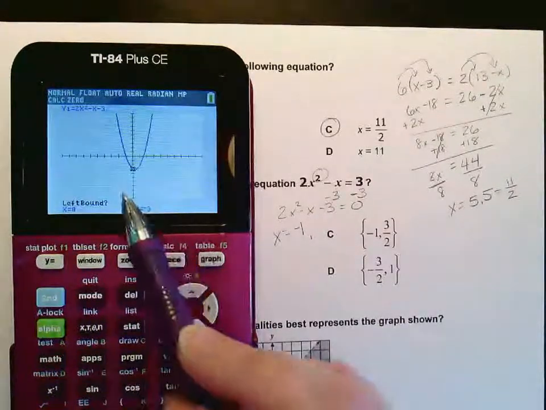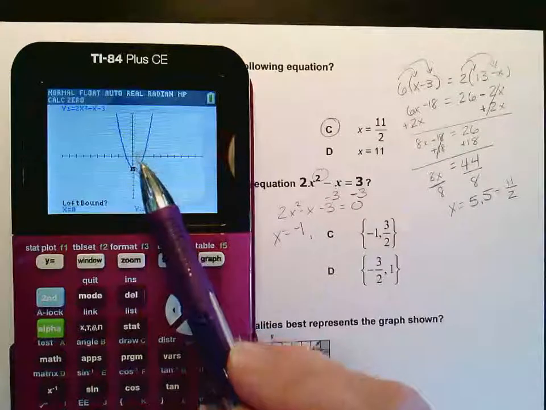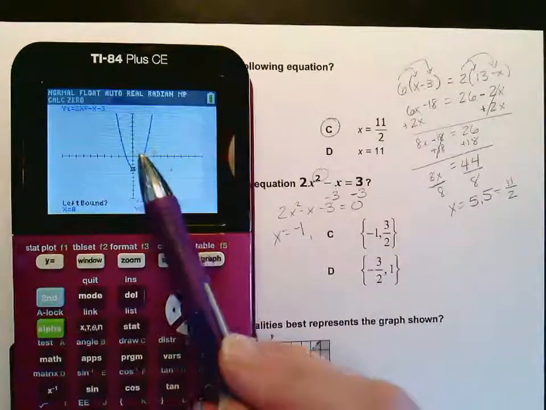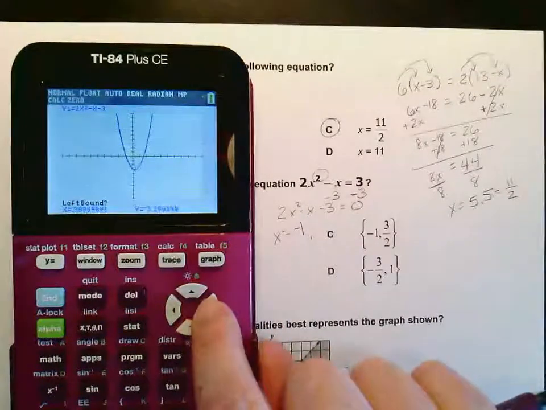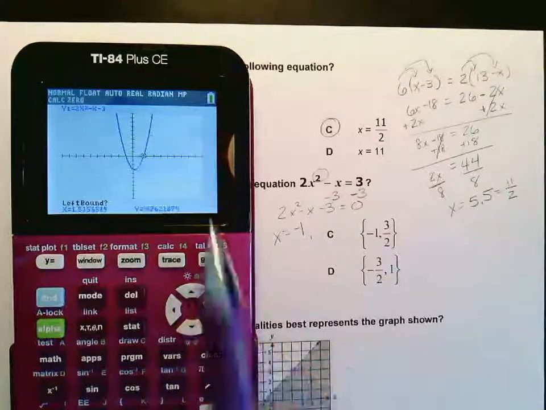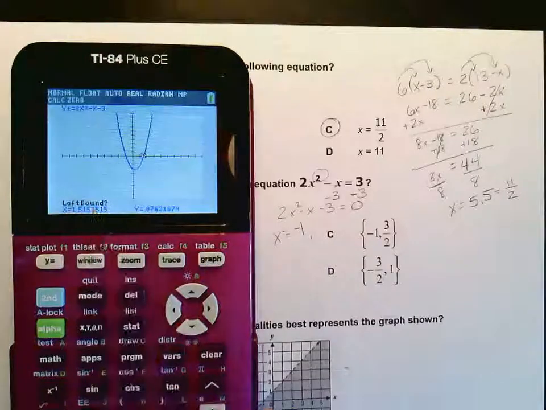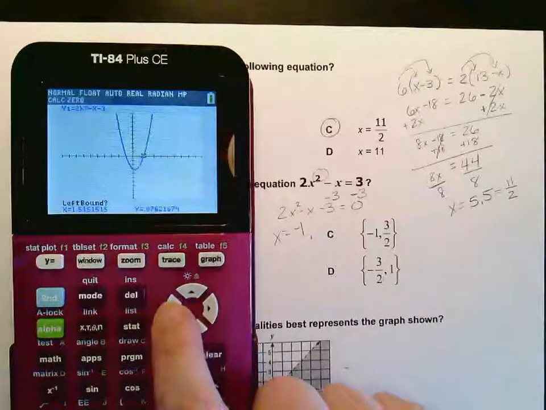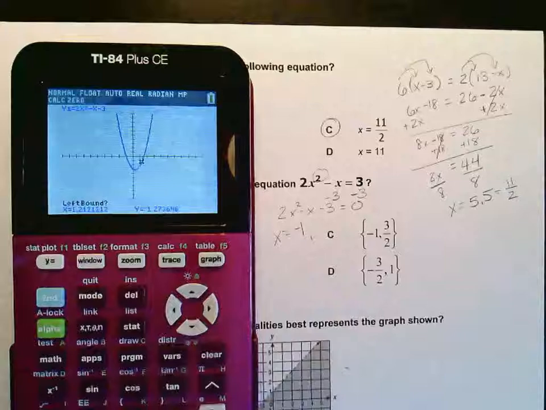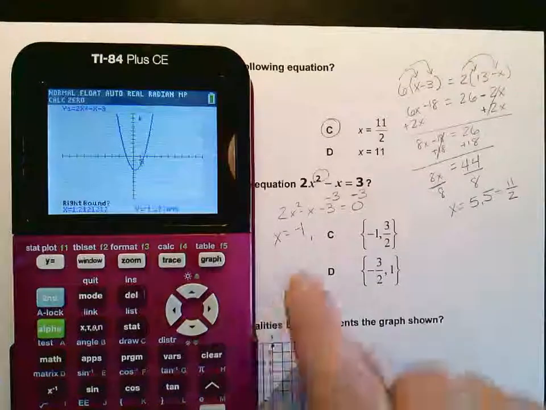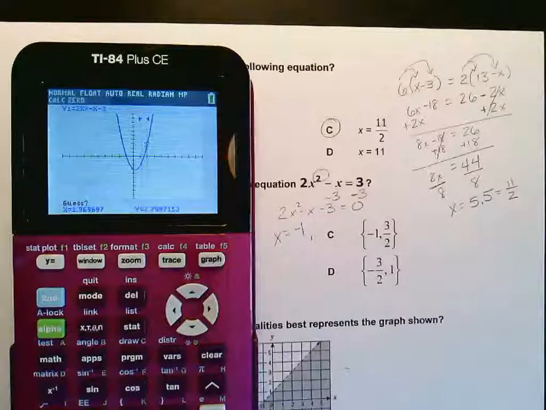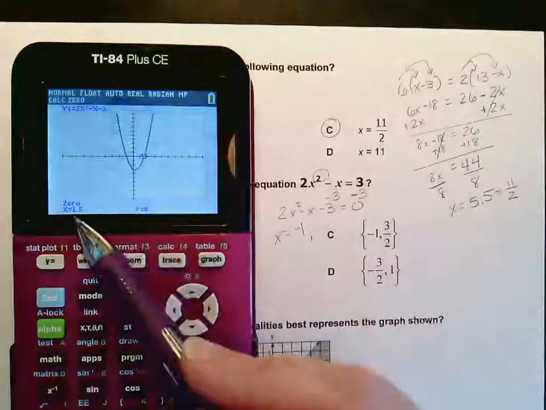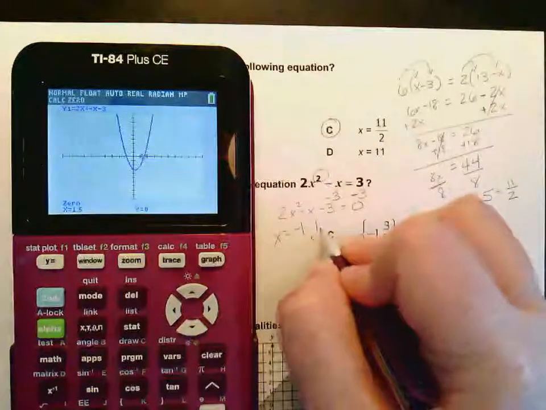Now I have my little spider guy. I am looking to see where the graph crosses the x-axis over here. So I'm going to go over, get as close as I can to that 0. It's asking me for a left bound. So now that I'm close to that 0, I'm going to press the left button once or twice, so I'm before the 0. And then I'm going to hit the right button till I get above the 0. I'm going to hit enter one more time, and it's going to tell me that I have 1.5.